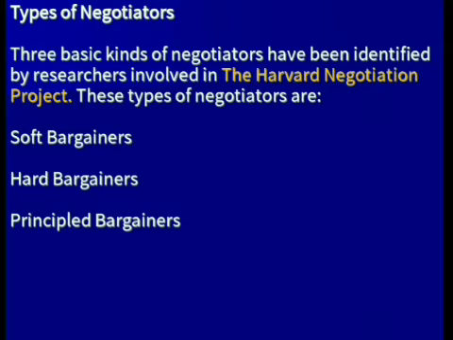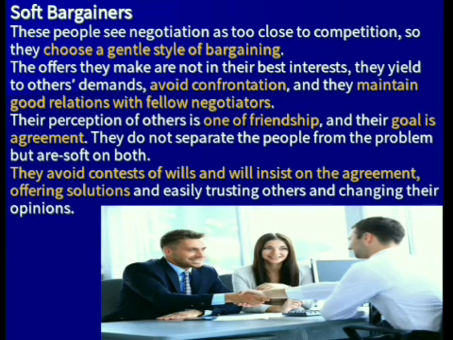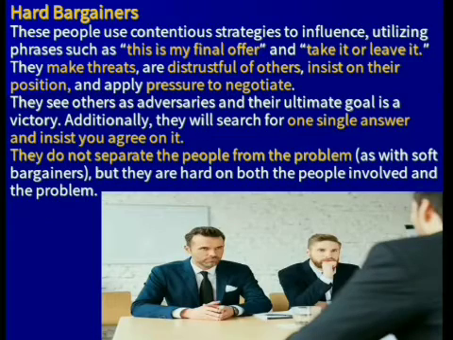When we speak about types of negotiators, they can be soft, hard, and principled bargainers. Soft ones may be very kind and want to solve the problem and maintain good relations with the fellow negotiators. They want to be friends. Their goal is agreement, and they avoid contests. While hard bargainers insist on their one single answer being decided. Their formula is either me or you.